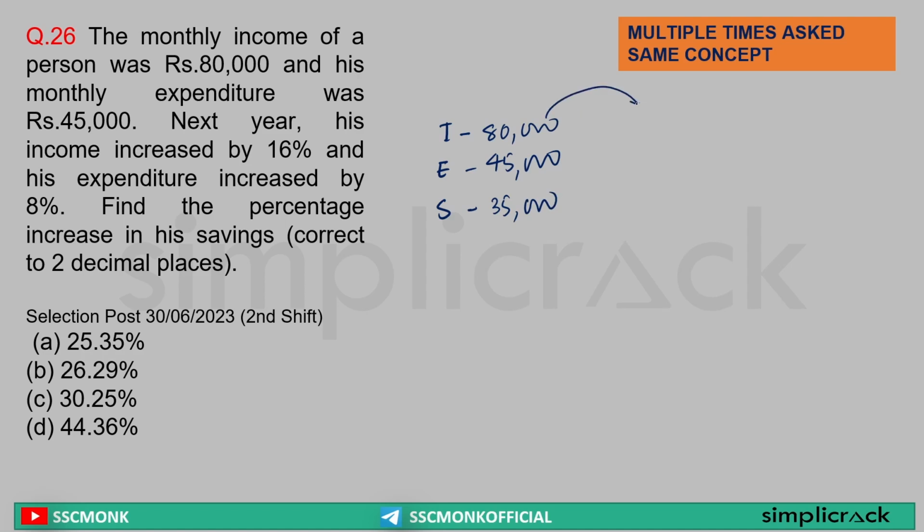Now, next year, income increased by 16%, so 92,800 is the new salary. Now, his expenditure is increased by 8%. 8% of 45,000 is equal to 3,600. That means it is now 48,600. So what is the increase in savings? I will take out the difference. Previously this was 35,000, now it is 44,200. So the increase is 9,200.